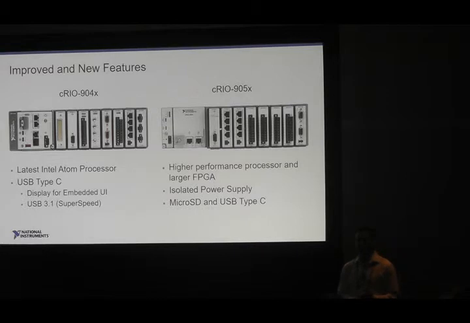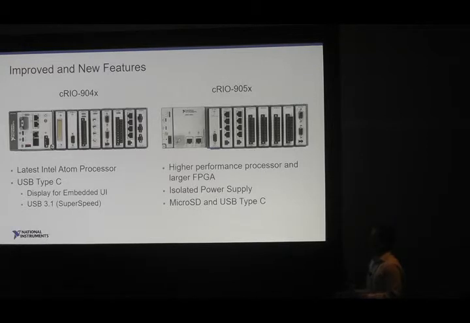So for our CompactRIO 904X, we do have the latest Intel Atom processor, which over previous products is about a 10 to 20% performance bump. And then we're including some of the same FPGAs that we have today. And then for the CompactRIO 905X products that we'll be coming out with later this summer, we're doing about a 2 to 4X processor improvement. So a pretty big bump in processor performance for the low-end variants. And then also bigger FPGA fabric than what we've had previously on the replacement products, so you can do more control or add more features into your FPGA.